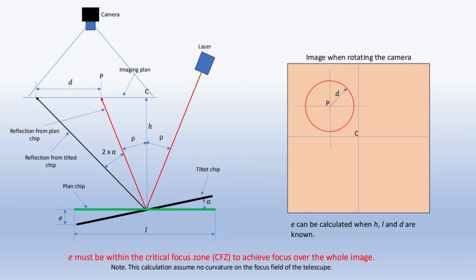To achieve focus all over the chip, epsilon must be less than the critical focus zone, or new critical focus zone, depending on what you prefer to use as target. One must take into account that the focus zone is reduced due to curvature of the focus field of the telescope. The rest of the video will be a demonstration of how the instrument and the application are used to calibrate, or maybe the word lineup is more correct, an imaging setup.